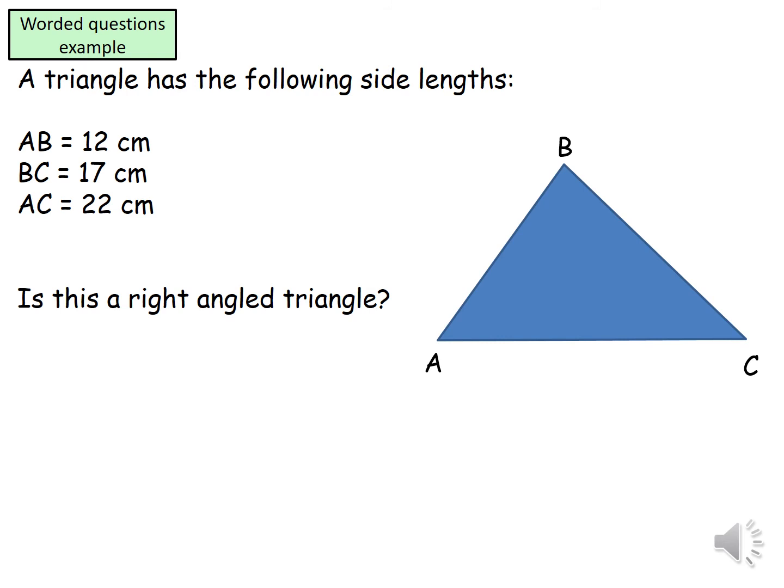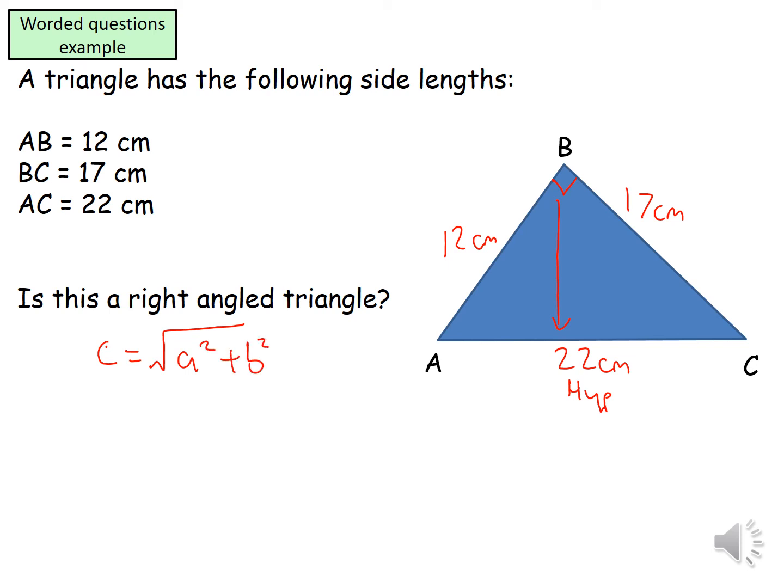So we need to label our sides. The length AB is 12 centimeters. BC is a length of 17 centimeters, and AC is a length of 22 centimeters. The easiest way that we can do this is using the formula to find the longest side. So we need to identify where our hypotenuse is. There would be my right angle, and opposite this would be my hypotenuse. Using the formula to find the hypotenuse, it is C equals square root A squared plus B squared.